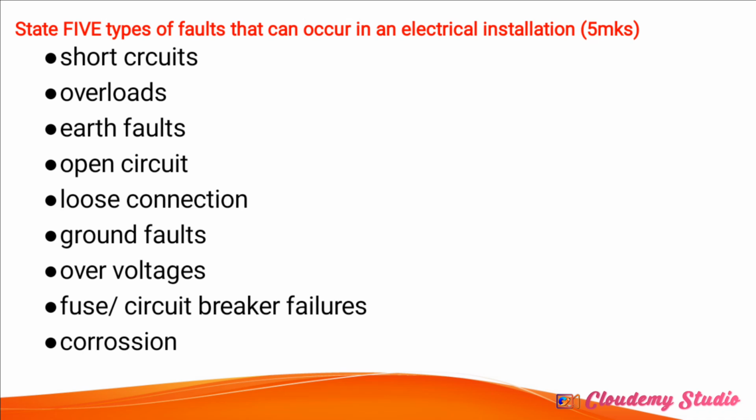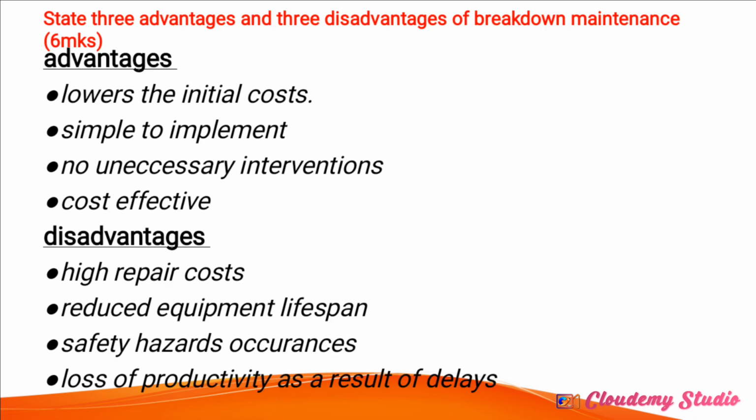Then next we go to: state three advantages and three disadvantages of breakdown maintenance. As we always say, anything that has an advantage will always have a disadvantage. This question is an application question. Now that you know the aspects of breakdown maintenance, what it entails, how to troubleshoot, test and inspect, what are some of the benefits of doing that, and at the same time, what are some of the drawbacks of not doing that or doing that.